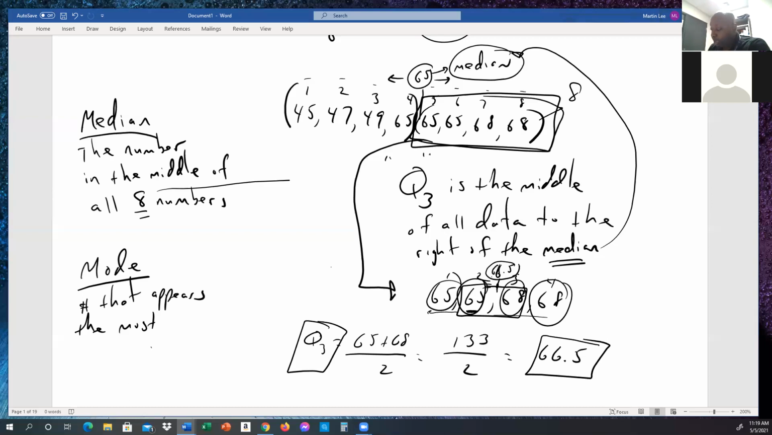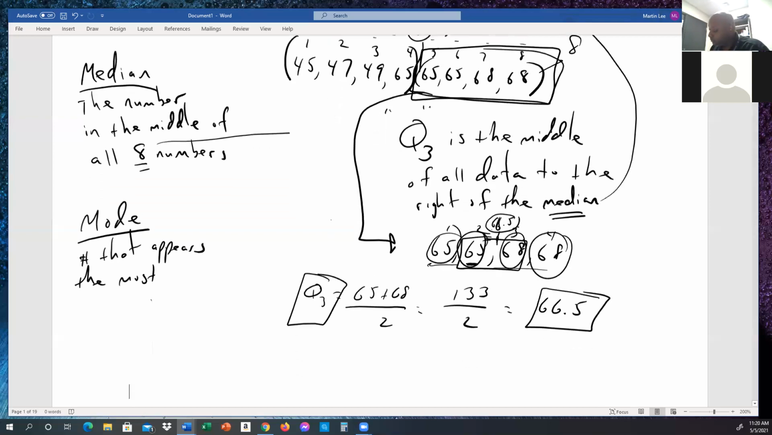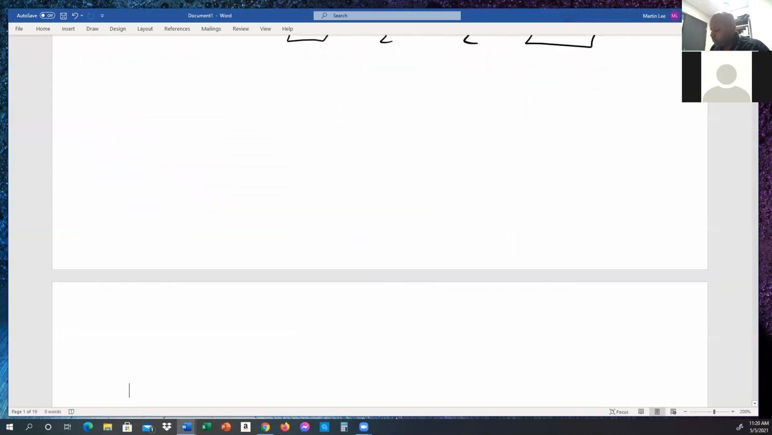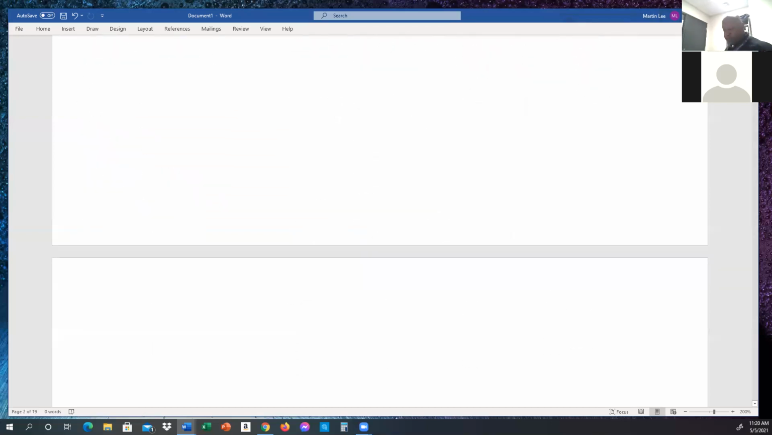And we have one more problem like this to go through where we have to find mean, median, mode, and Q3. But before I do that, any questions about this, Natalia or Imani? No, sir. No, sir. That was number 45.